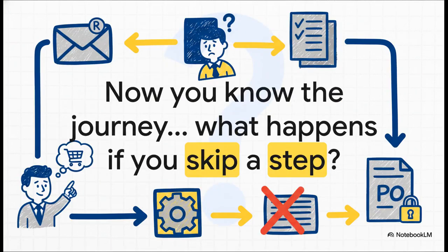So there you have it, the entire journey, from a simple internal ask to a legally binding external order. It's a path that's been carefully designed to create order out of what could be total chaos. Which leaves us with one final thought. Now that you know the whole process, what do you think really happens when someone tries to skip a step?